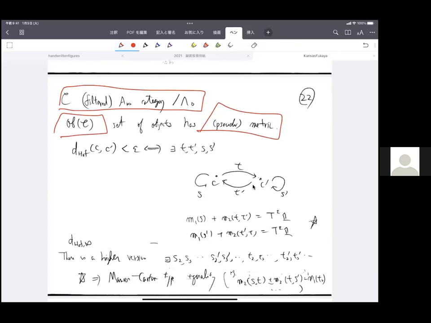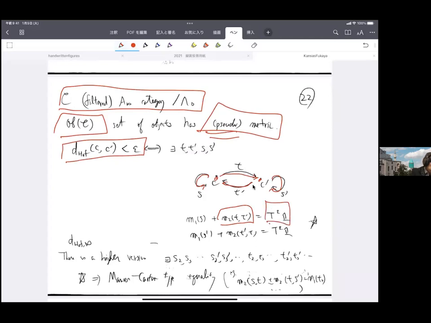So Ob C is just a set, and it has a pseudo metric. It means that distance 0 does not mean isomorphic. So this Hofer distance being smaller than epsilon means the following. You have two objects, C and C prime. You have a morphism T from one to the other, and another morphism T prime in the opposite direction. And you have a kind of self-morphism, so that if you compose T and T prime, it is almost the identity, T prime T equals epsilon times identity.